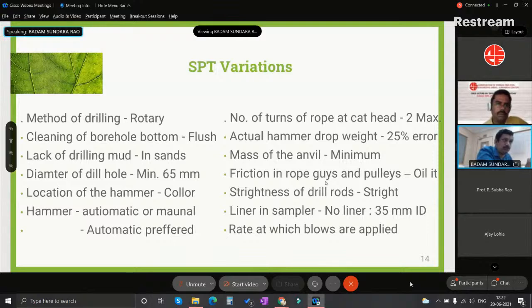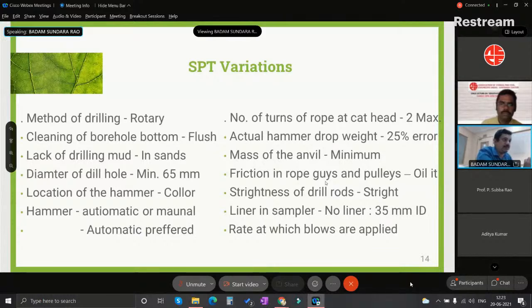Next is cleaning of the bottom of the hole, especially in sands, where the borehole can collapse. If the borehole is not cleaned properly and loose material caves in onto the test surface, that gives an incorrect N value. It partly or fully represents the caved material rather than the soil mass in the borehole. Therefore, it requires flushing of the borehole before conducting the test.